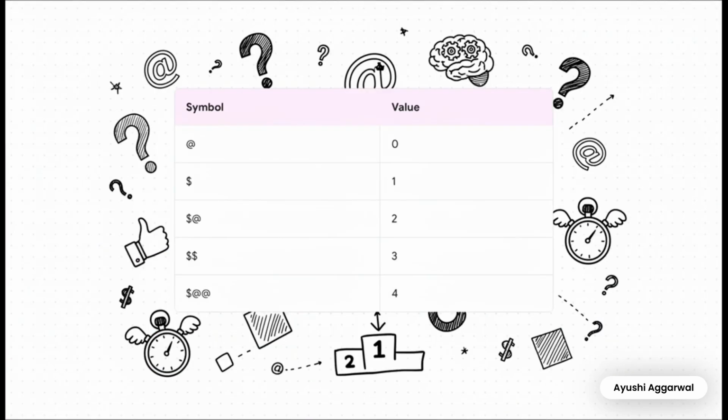So, here's your challenge. The symbol at is 0, okay? But then $ at suddenly becomes 2. What's the logic here? Looks confusing, doesn't it? In competitive exams, every single second is precious, and it's questions like these that can really make or break your rank. So, let's break it down.